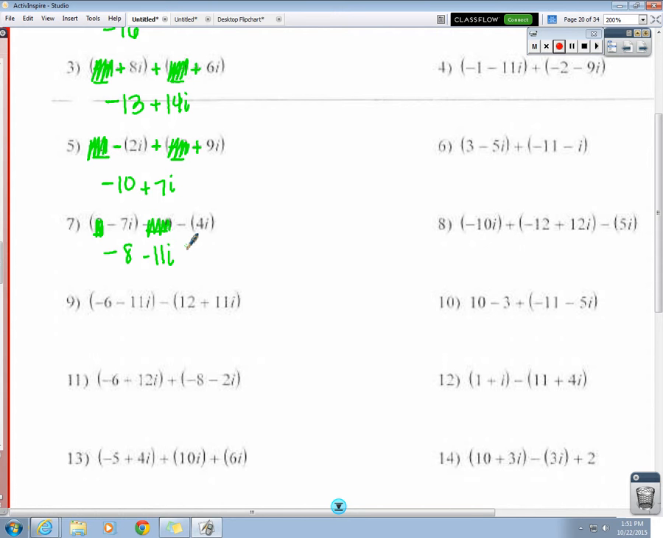Okay, number 9. Here's where we're going to have to do something a little different. And what am I talking about? Right, there's a minus sign in the middle, and since there's 2 things after it in the same set of parentheses, both of those get that negative sign. So now this becomes -6 minus 11i minus 12 minus 11i. Does that make sense?